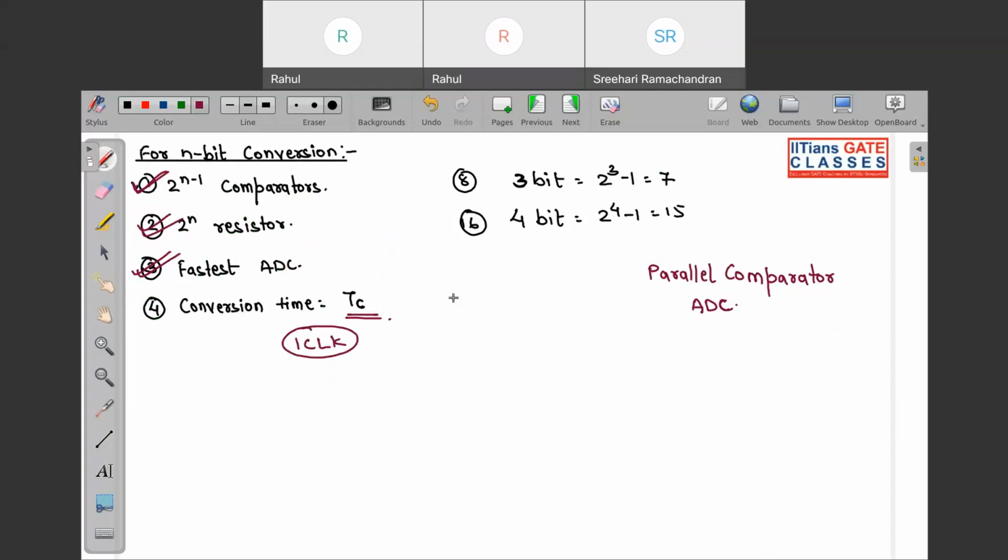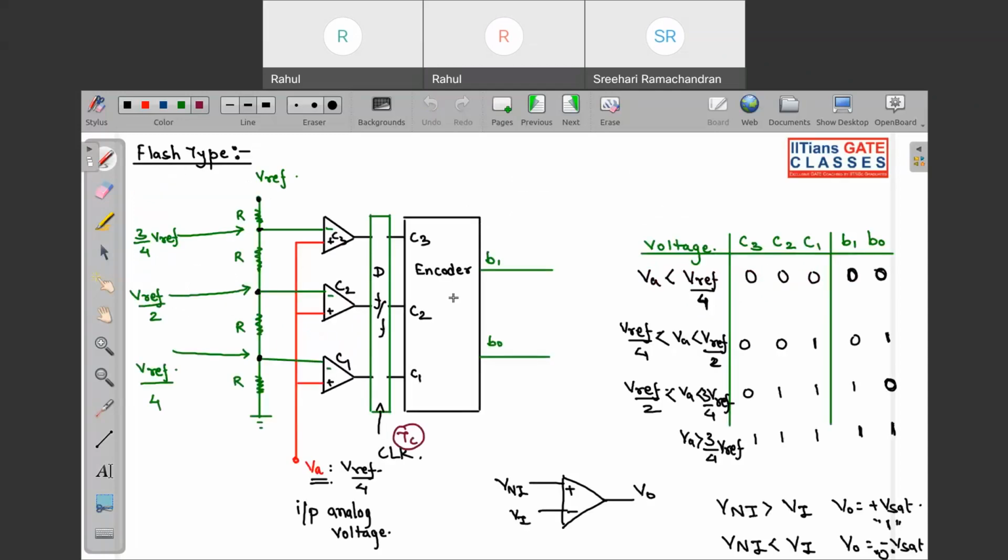Clear. Okay, so this is the fastest, but we usually don't use this for a higher number of bits due to the fact that basically the circuit will become very cumbersome. You can see over here that we require 2 to the power n minus 1 what? Comparators. Along with that, we require a series of resistors, something like this, and I have already told you that resistor circuits are bulky. Okay, so we usually don't use this.